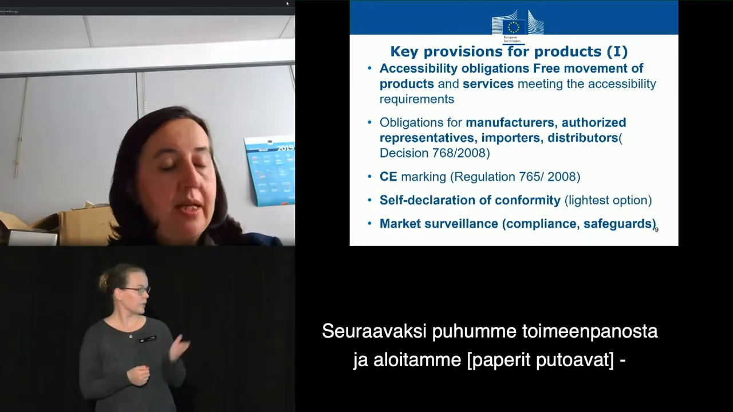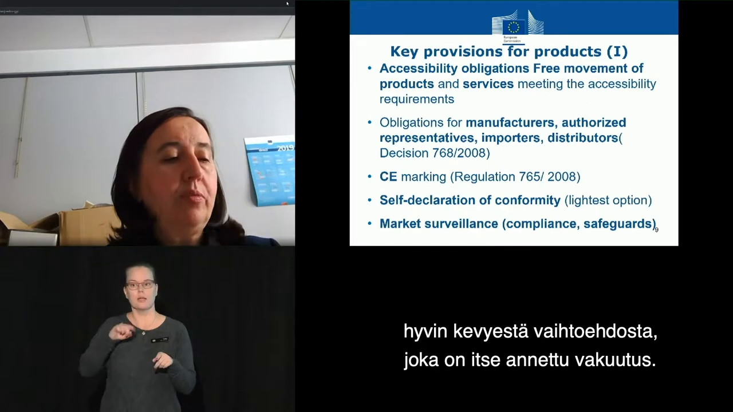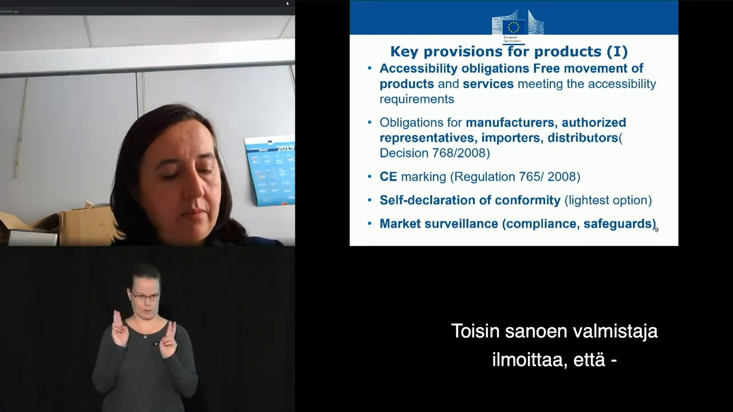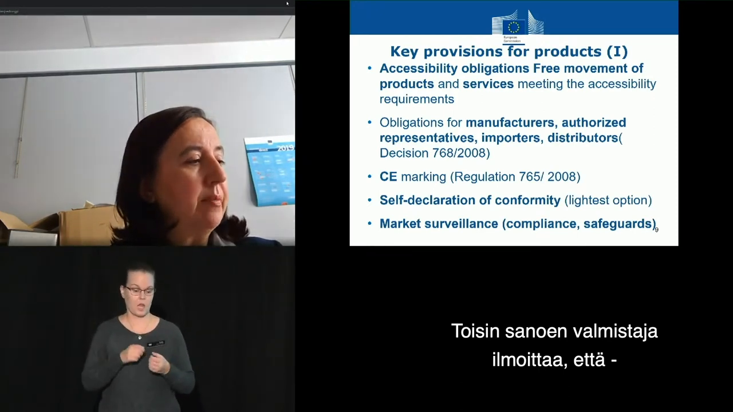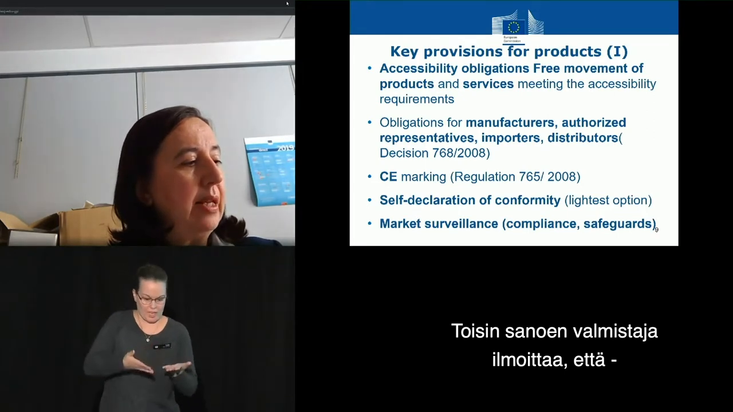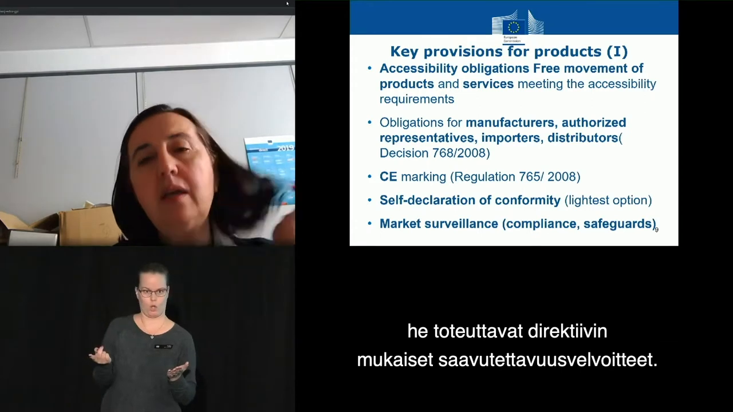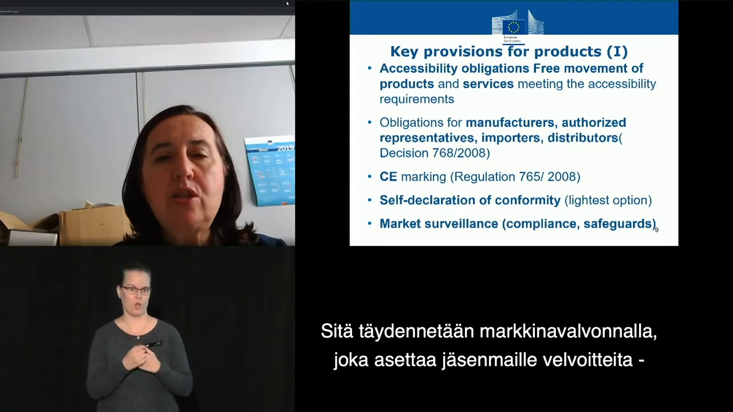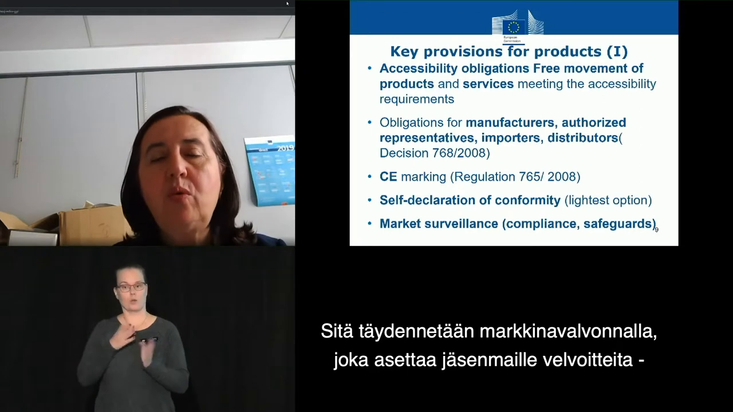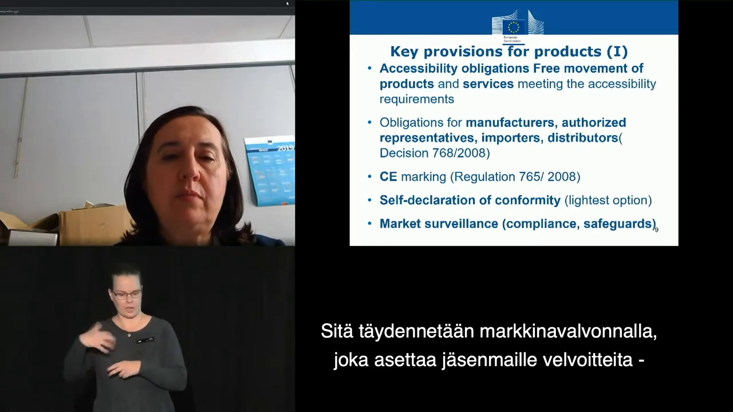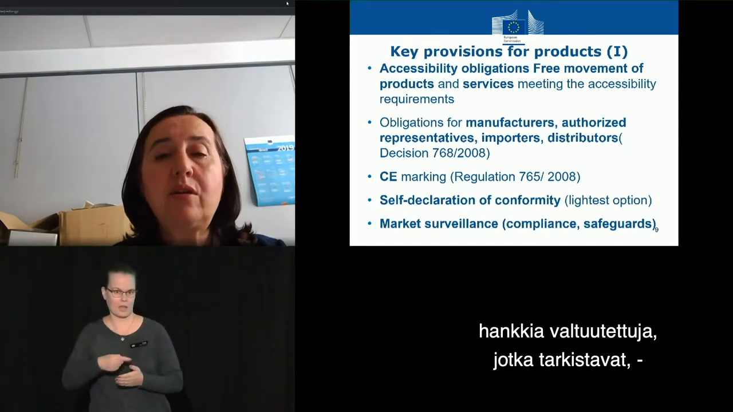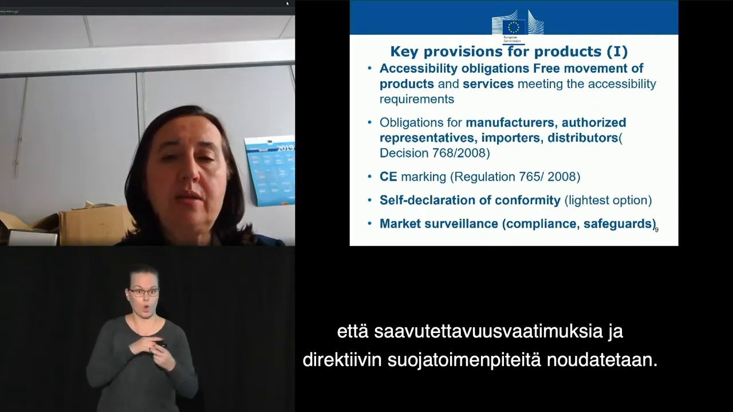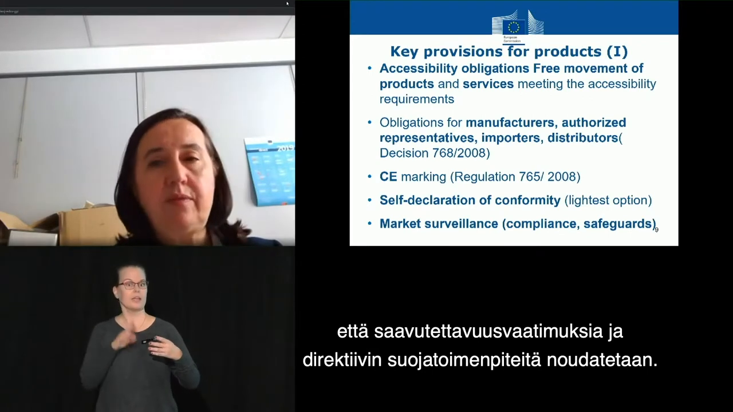We come to the enforcement, and in the enforcement, we start with a very light option, which is self-declaration. In other words, the manufacturer declares that they fulfill the accessibility obligations of the directive. But that is complemented by market surveillance, which puts obligations on member states to have authorities that are going to check compliance with the accessibility requirements, but also compliance with the safeguards in the directive.